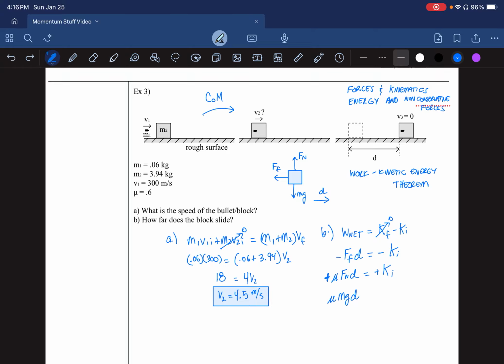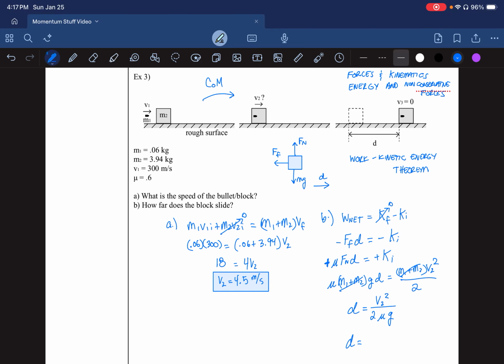let's back it up a little bit. Made this mistake in class too. It's the bullet block. So it's m1 plus m2 g d equals the initial kinetic energy, which is m1 plus m2 times v2 squared over 2, when it's moving at v2. We can cancel the masses. And if I were to isolate distance, which is what we're trying to solve for, how far, then it will be v2 squared over 2 mu g.